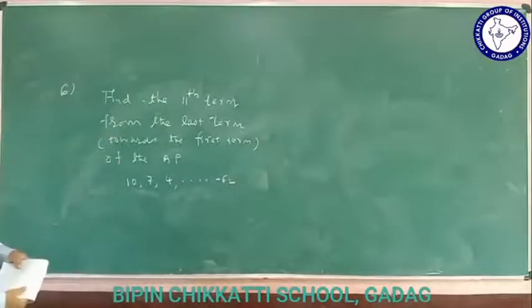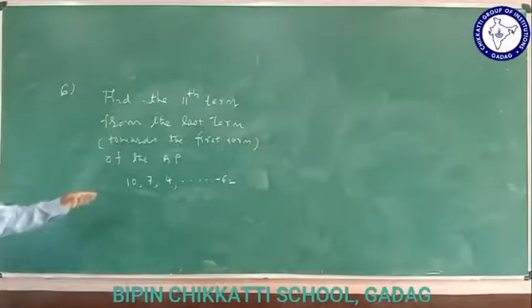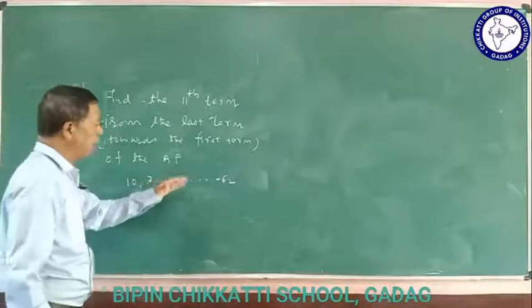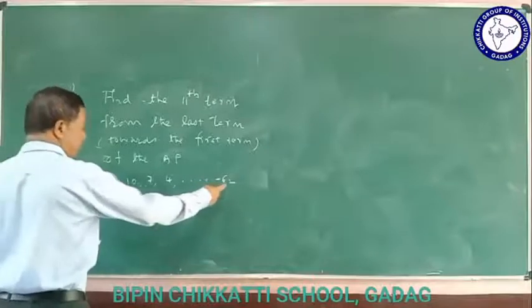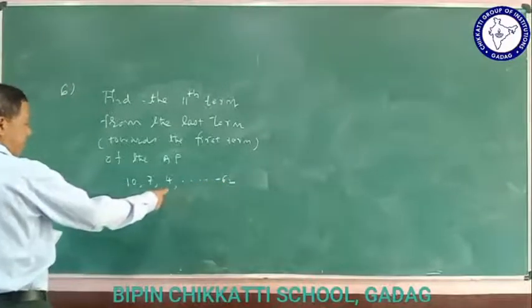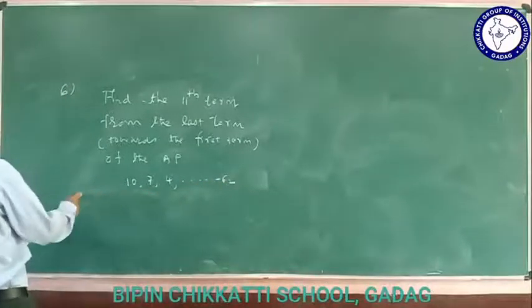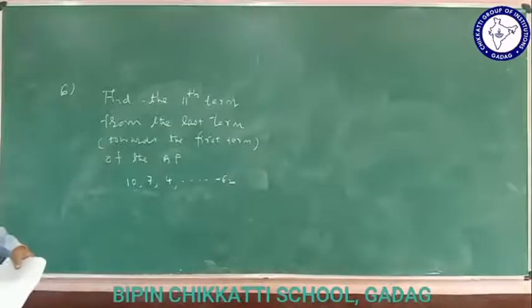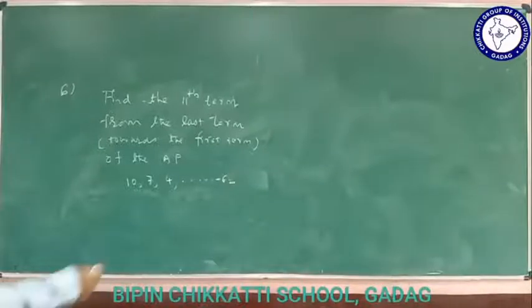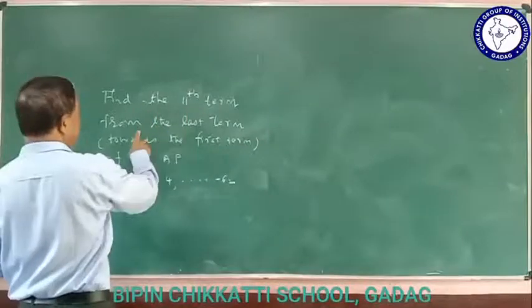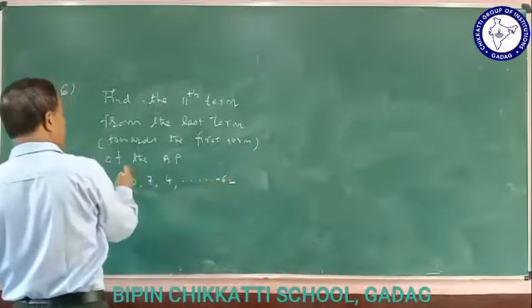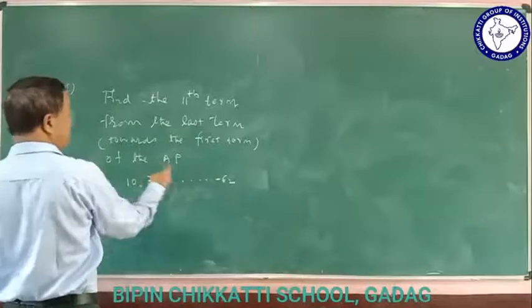The question is that you have to find the 11th term. The 11th term does not mean first, second, third. Here, counting from minus 62: 1, 2, 3, 4, 5, 6, 7, 8, 9, 10, 11th term we want. See how peculiar this question is. You are not going left to right here; you have to go right to left. The question: find the 11th term from the last term towards the first term of the AP.